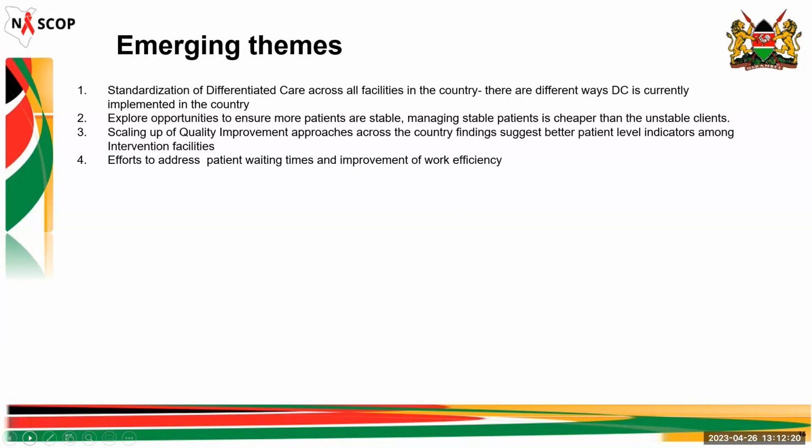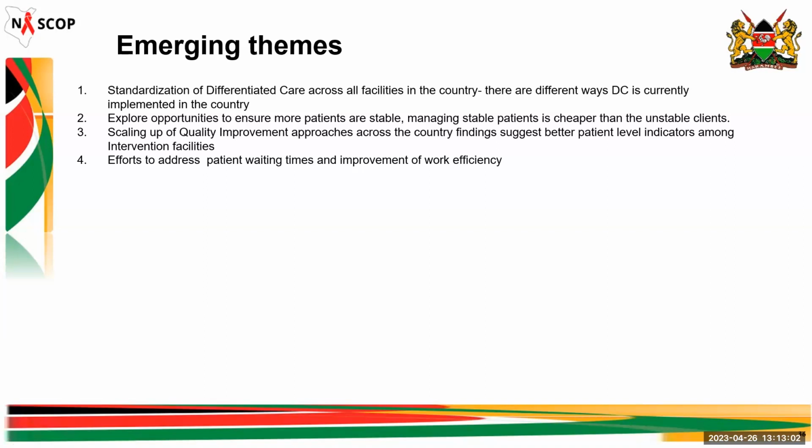We needed to really explore opportunities to ensure more clients are stable. And since from the studies, we noticed it was actually cheaper to manage a stable client compared to a client who is unstable. So understanding what are the risks, what makes clients fall back and get not suppressed, what are the other factors? Is it co-infections? Is it missing appointments? What is it, this environment that we need to change and support the clients to achieve suppression? Then we also were able to say scaling up quality improvement approaches across the country.